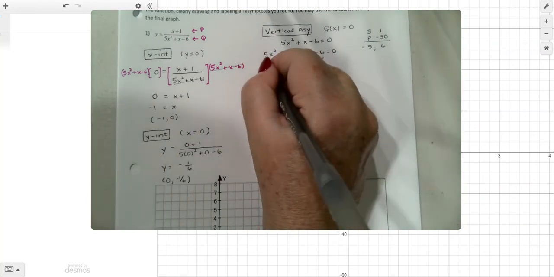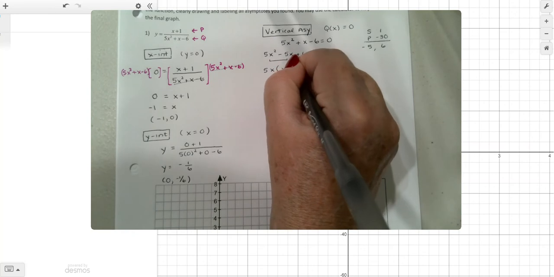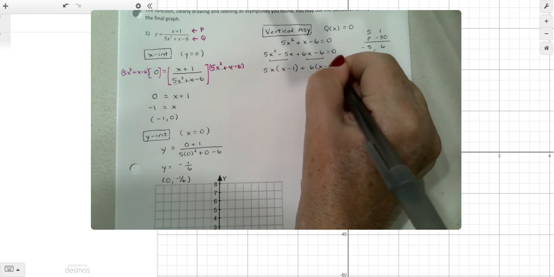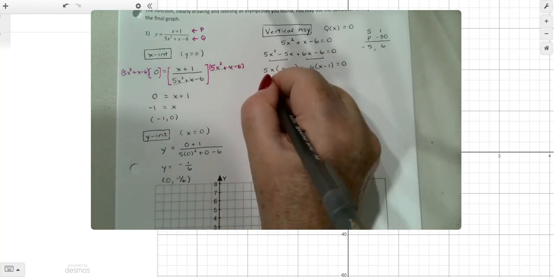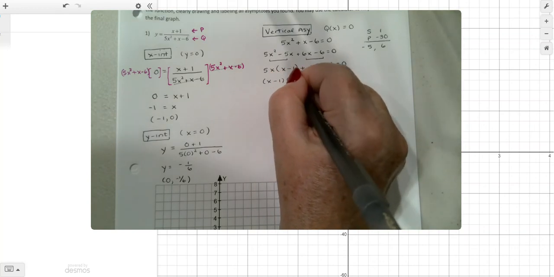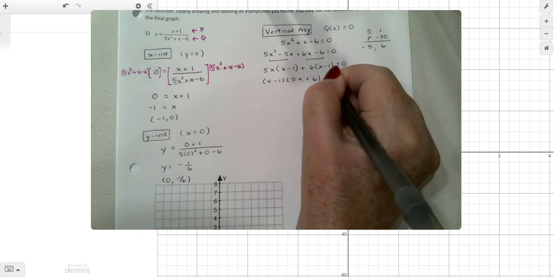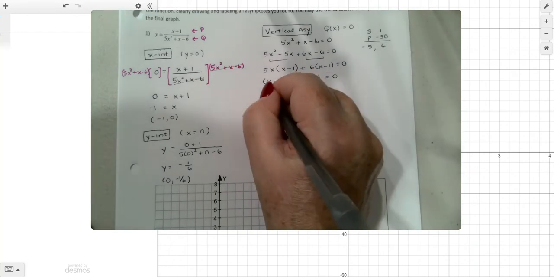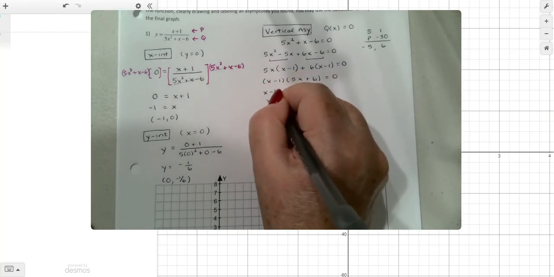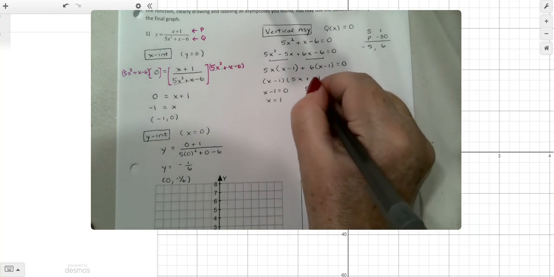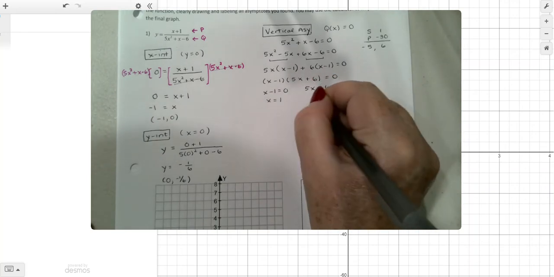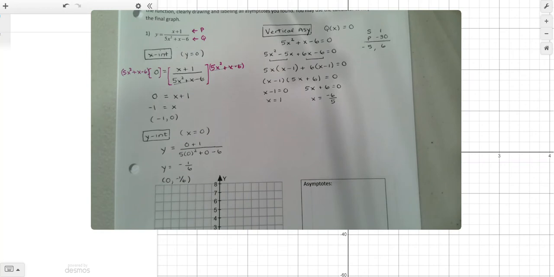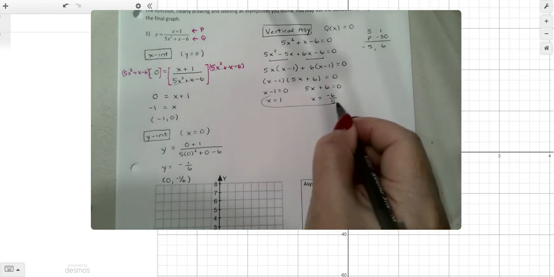Let's see, I can factor out a 5x, which gives me x minus 1, plus 6 times x minus 1 as well. So I have x minus 1 times 5x plus 6 equals 0. If x minus 1 is 0, that gives me x equals 1. And if 5x plus 6 equals 0, let's see, I would have negative 6 divided by 5. Those are my vertical asymptotes.